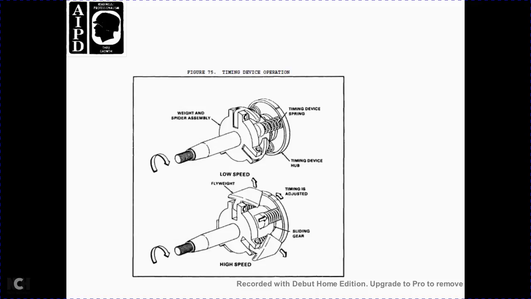Figure 75, timing device operation. The weight of the spider assembly of the timing device, the timing hub, the low speed flyweight, high speed, with the sliding gear of the timing adjusting speed.